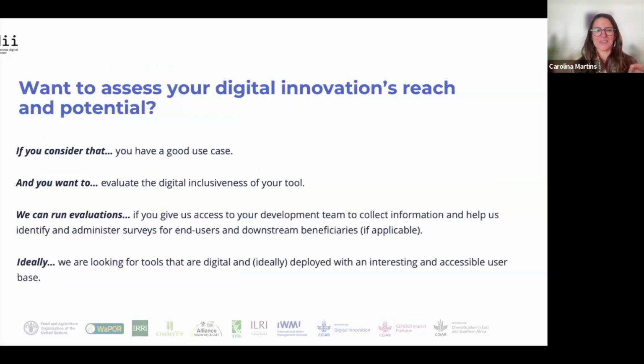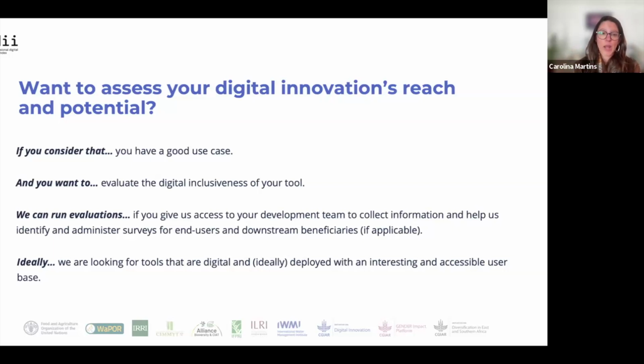So tying back to the beginning, we are very interested in looking at use cases in which we can apply the MDII. So if you think you have a good use case that would make sense to evaluate its digital inclusiveness, you can reach out to us, to our team, and we can run those evaluations. What we require is access to the development team to collect information, and also support in identifying and implementing surveys for end users and downstream beneficiaries, if applicable.